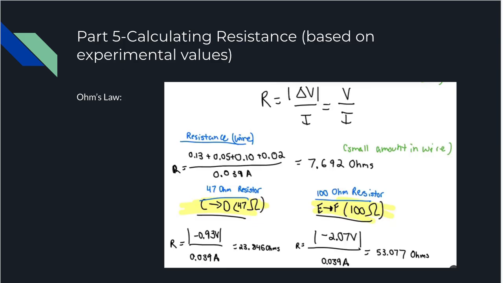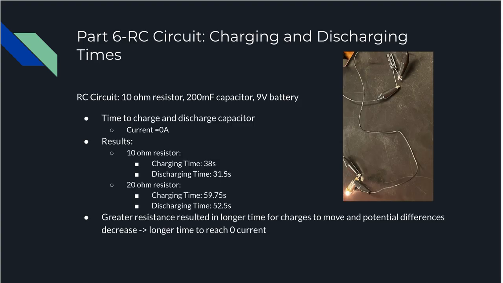Then for part 5, calculating the resistance, this equation was used, as seen before, the change in potential difference over the current, and these were our values here, using Ohm's law. So for part 6, the RC circuit, this was charging and discharging. As you increase the resistance of the resistor, the time increased. So this was due to the longer time for the charges to move and potential differences to decrease, so longer time to reach 0 current.